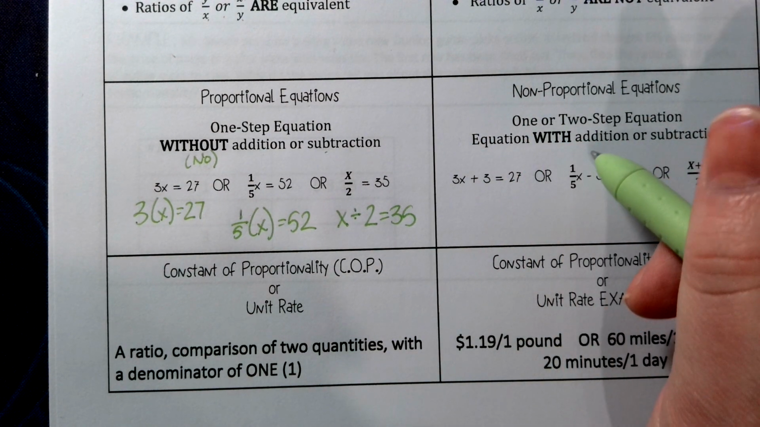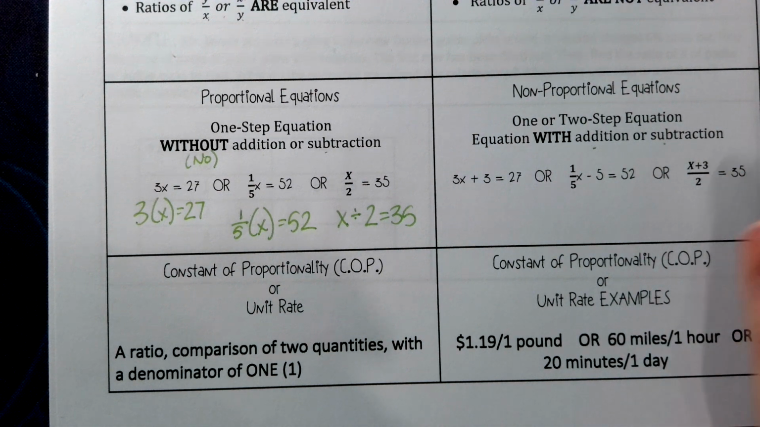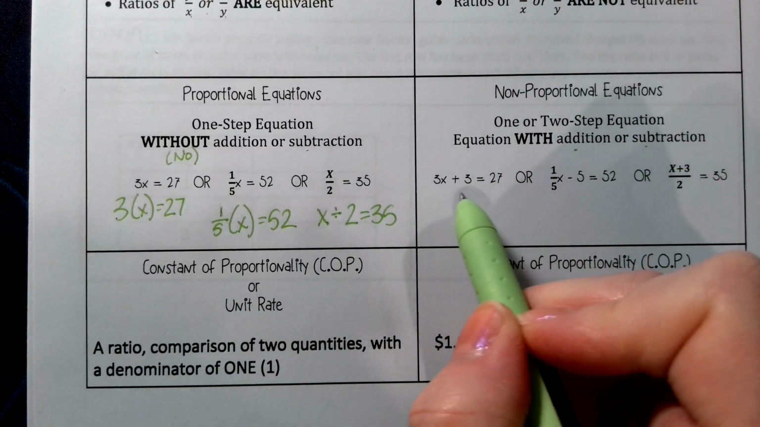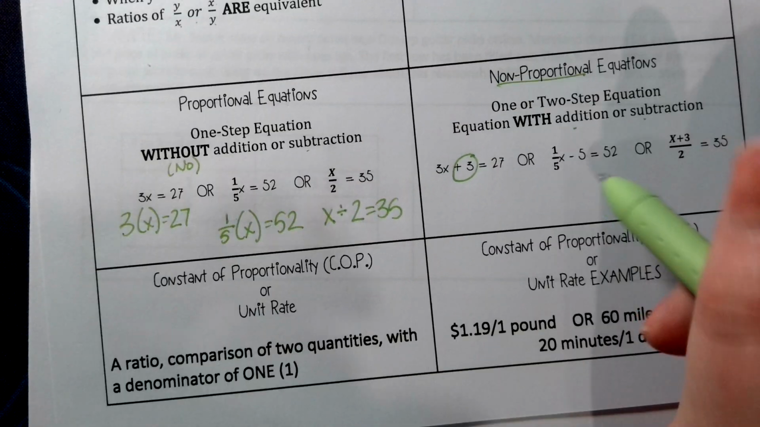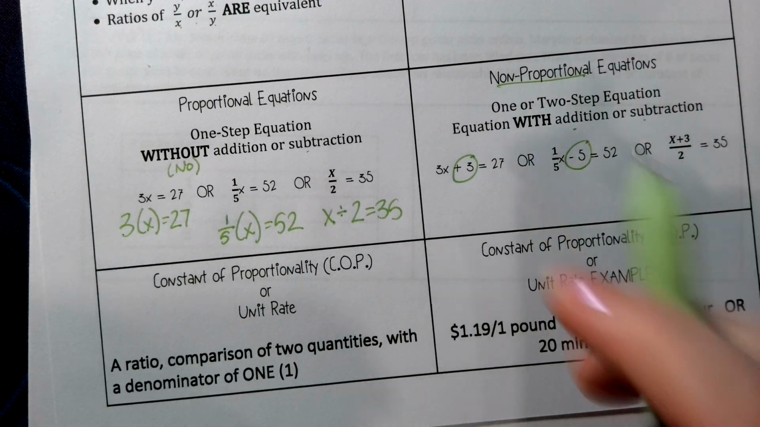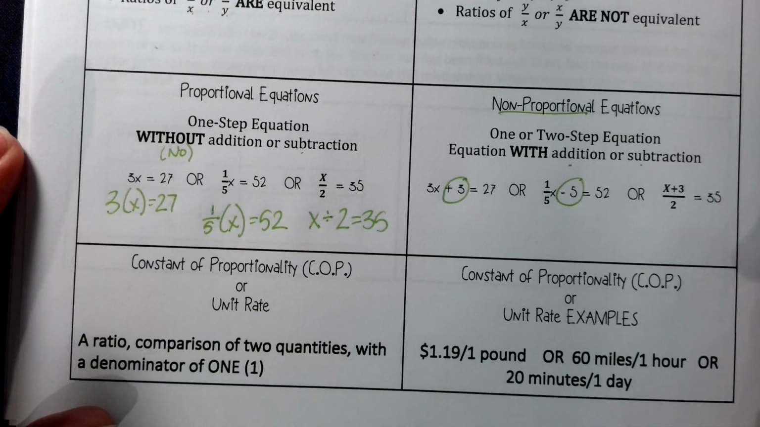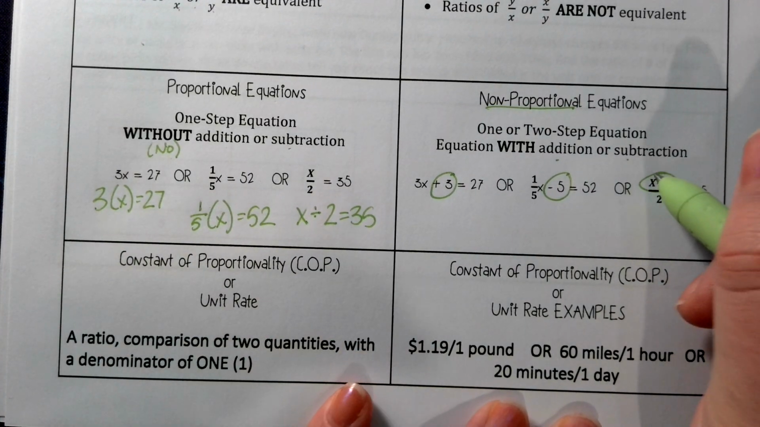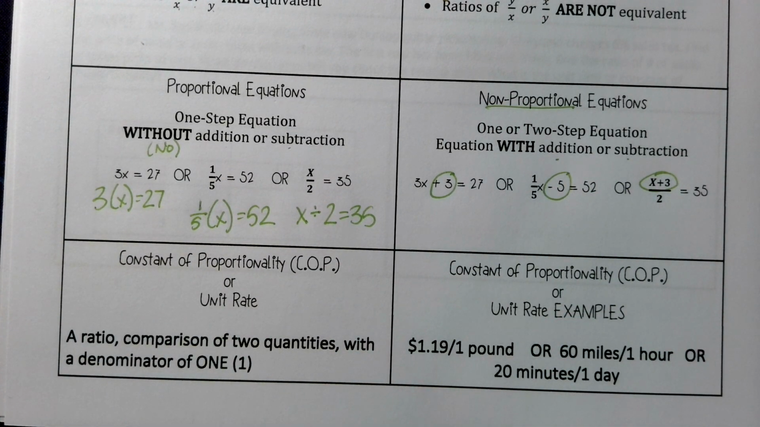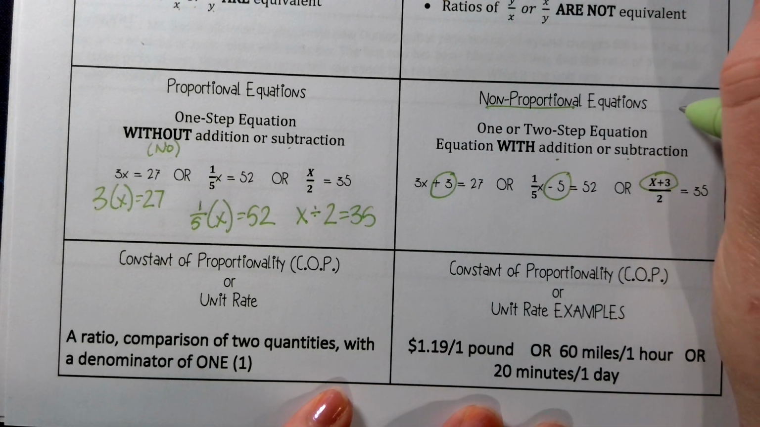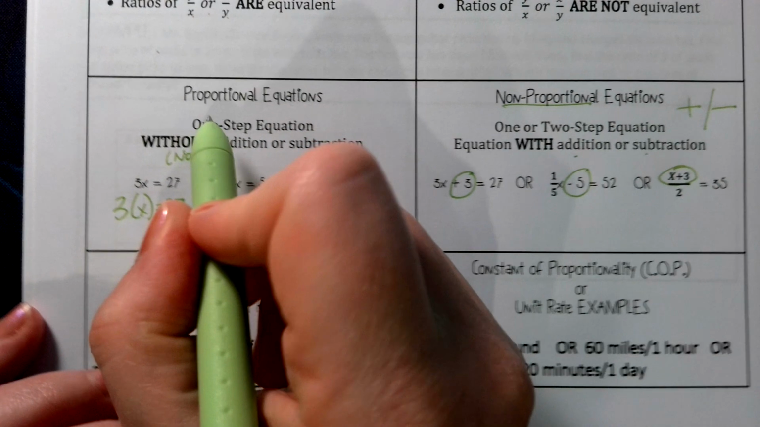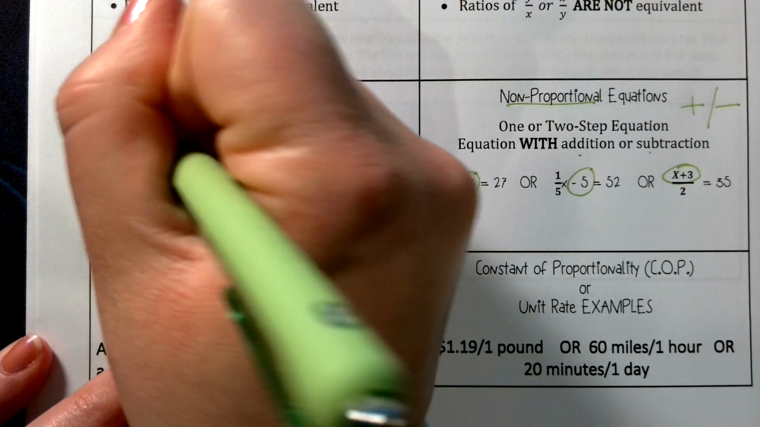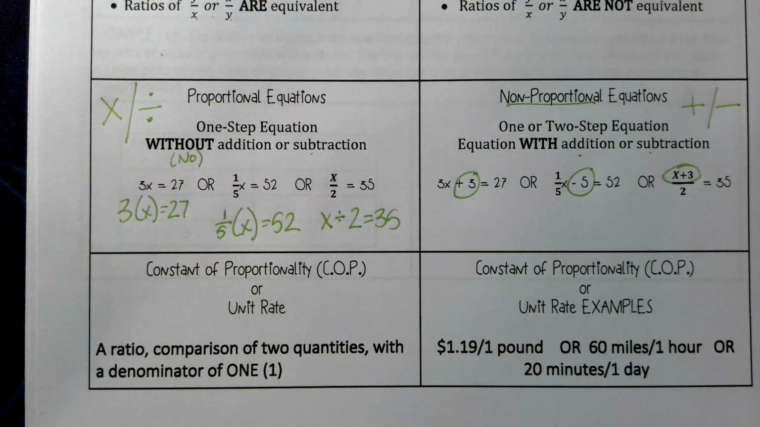Non-proportional equations, we do have addition or subtraction. So for this one, we have +3, it is non-proportional. We have -5, it is non-proportional. We have +3, that is non-proportional because we add or subtract. So here, we're going to add or subtract for non-proportional. For proportional, we're going to multiply or divide.